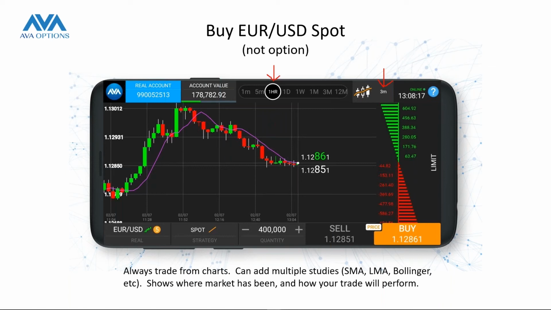So you can visualize immediately, based on a size here of 400,000. I'm just trading the spot FX itself. If I buy at 112.86 and the market goes higher, I'm going to make money. If it goes down, I'm going to lose money. And you can see exactly how much in your account currency.